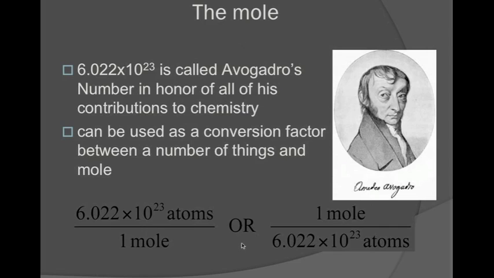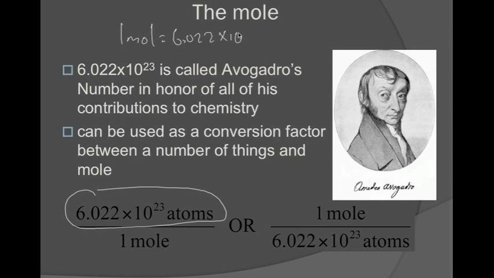Now, the mole. Remember, we studied the mole, and we said that 1 mole is just a quantity, and we looked at that earlier in our SI base units. But remember that 1 mole always equals 6.022 times 10 to the 23rd atoms. Okay, and we use this in our conversion factors. We always say that 1 mole equals 6.022 times 10 to the 23rd.